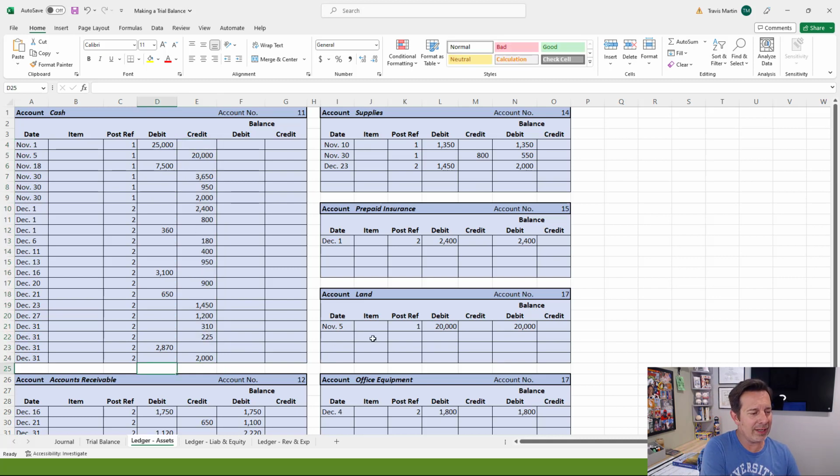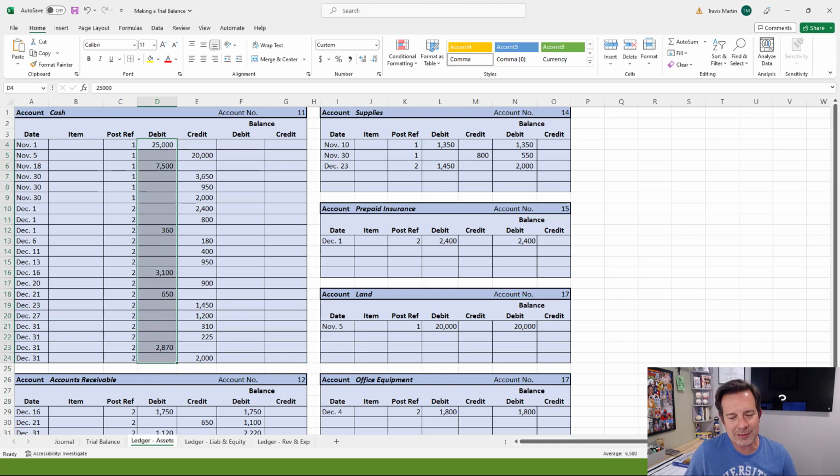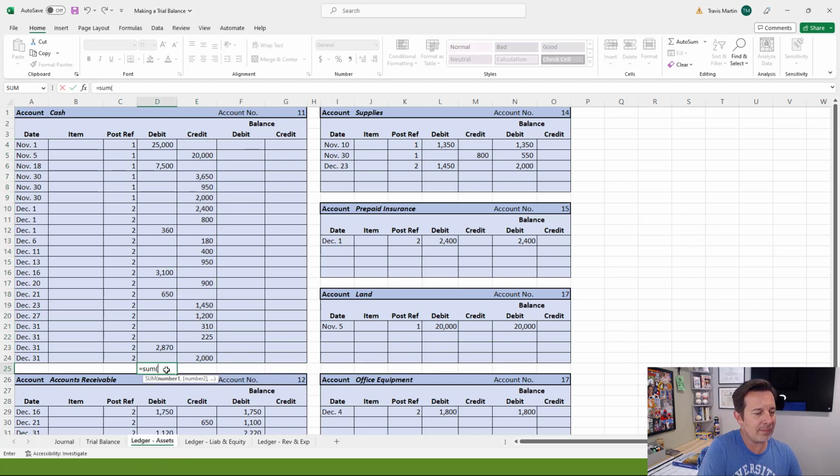Now I'm going to go ahead and highlight. If I highlight, you'll notice I've got the sum right there, $39,480. Okay, so I've got $39,480 on the debit side. On the credit side, if I highlight, I've got $37,415. And so I'm going to go ahead and add those up.